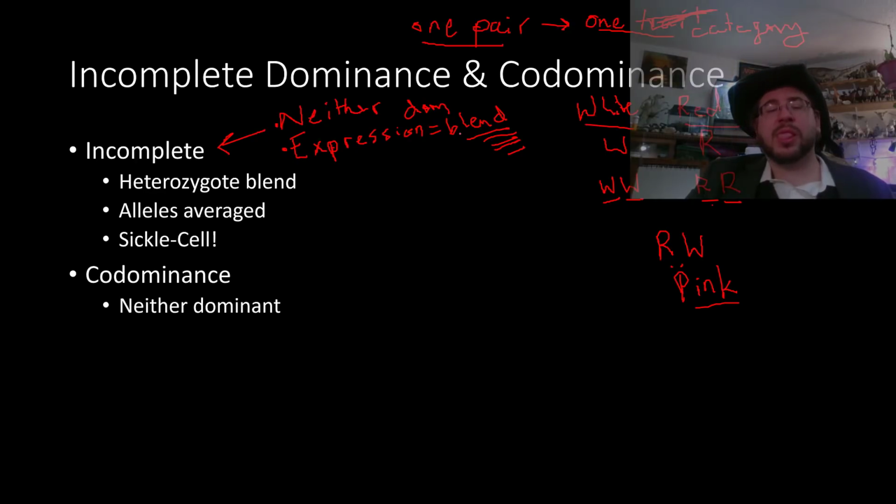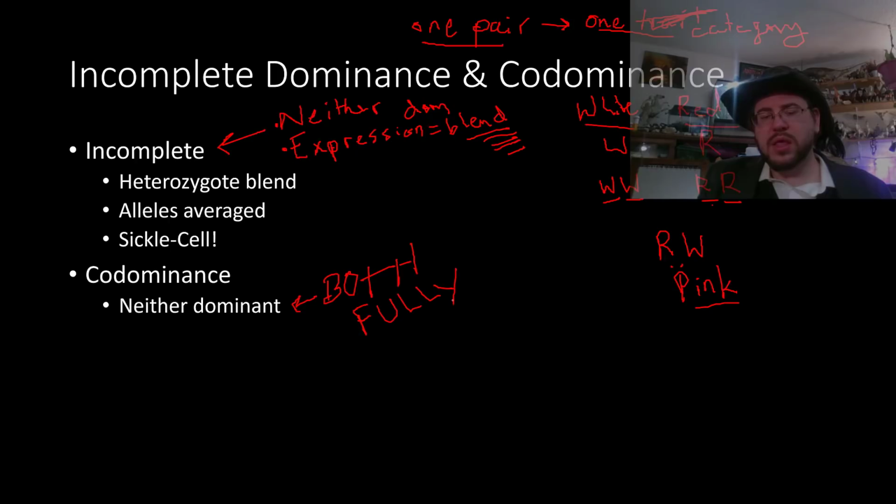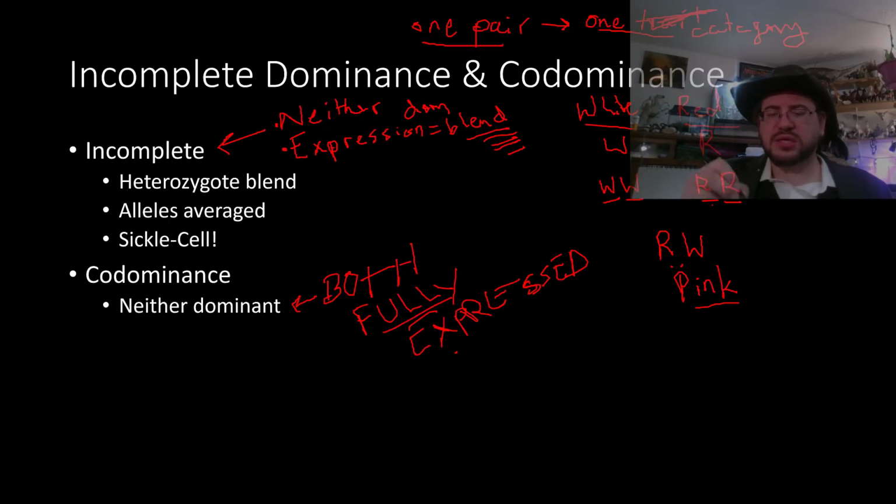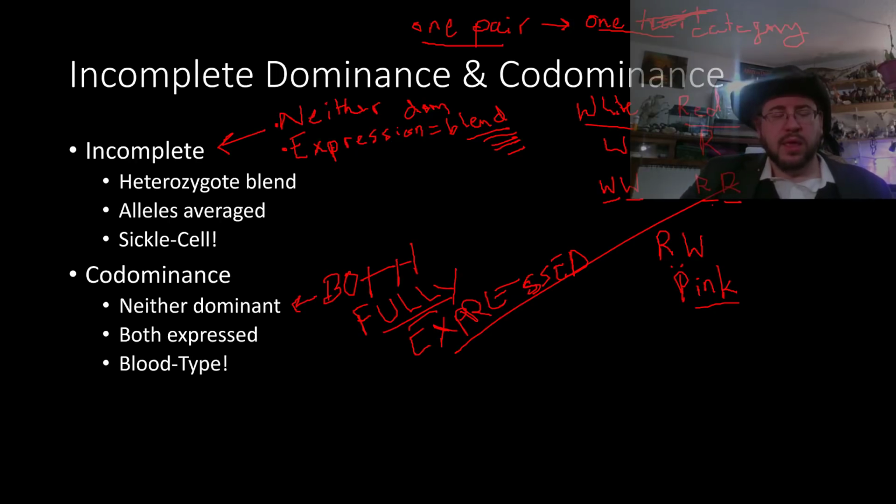In codominance, neither allele is dominant, right? So you don't have one allele covering the expression of the other allele. But the big difference here is both are fully and completely expressed. Both alleles are fully expressed. Blood type is your classic example of codominance, right?